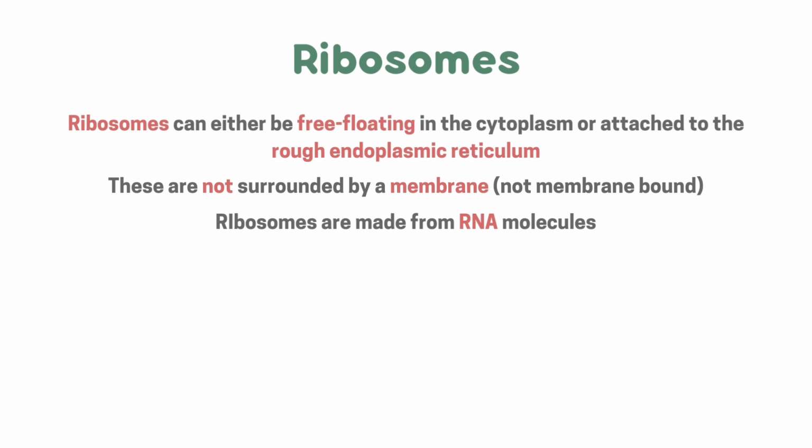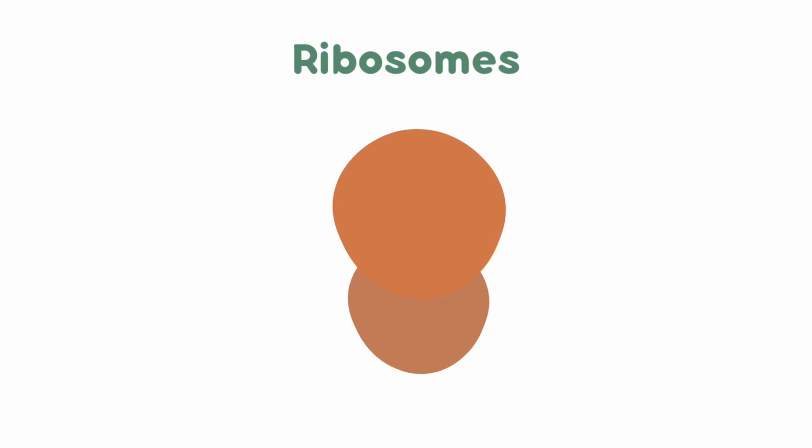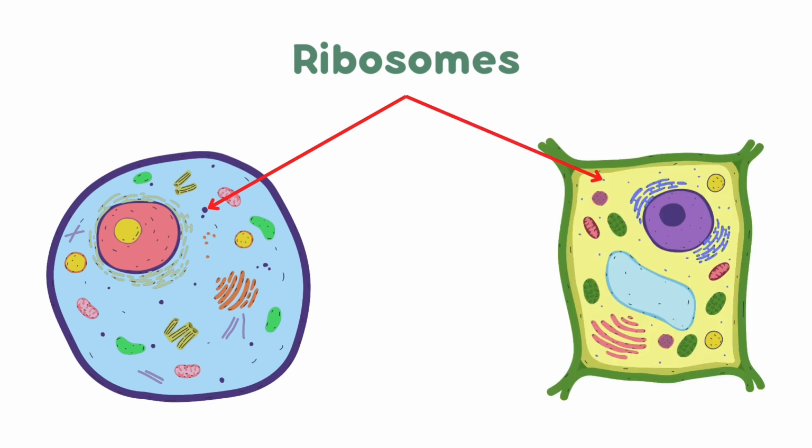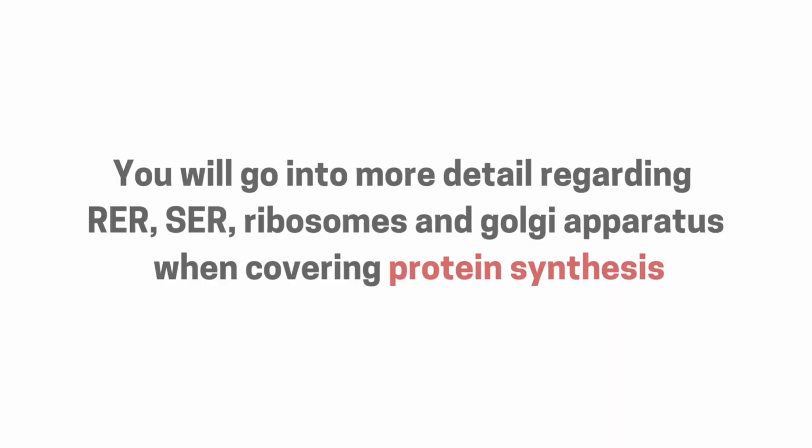Ribosomes are made from RNA molecules. Ribosomes also are made from two subunits. Here is the structure of a ribosome, composed of its large and small subunits. Here are ribosomes in animal cells and in plant cells. You will go into more detail regarding the RER, SER, ribosomes and Golgi apparatus when covering protein synthesis.